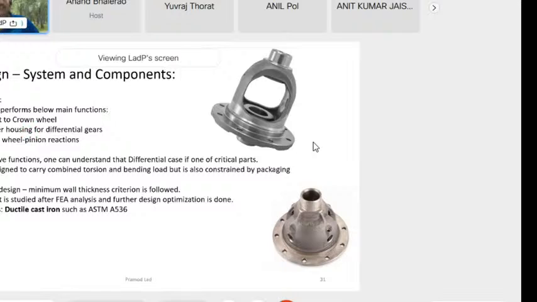So it acts as an enclosure for differential gears and it absorbs crown wheel pinion reactions also. Typically, in this, apart from the loads, packaging is also one of the constraints that we need to consider. And materials that are usually used here are ductile cast iron, such as ASTM A536, because this also takes the shock loads. So instead of gray cast iron, ductile cast irons are used here.